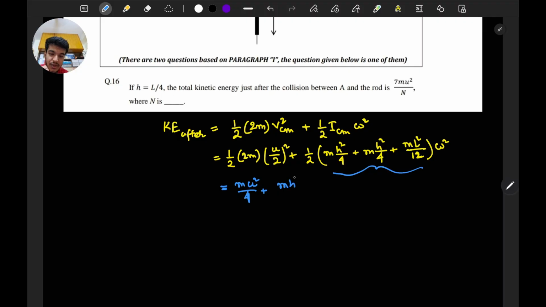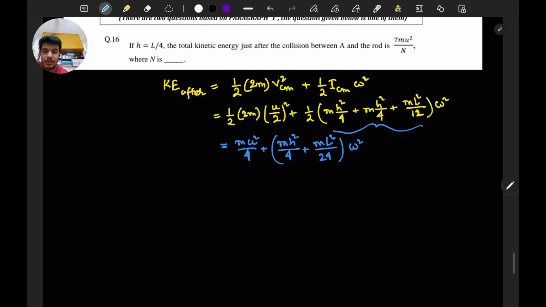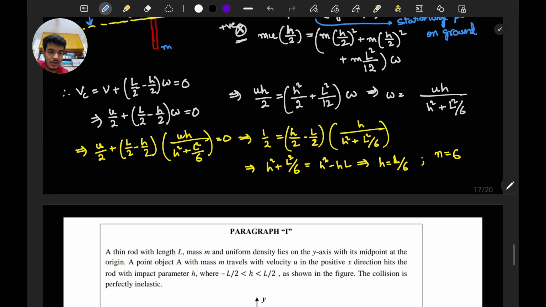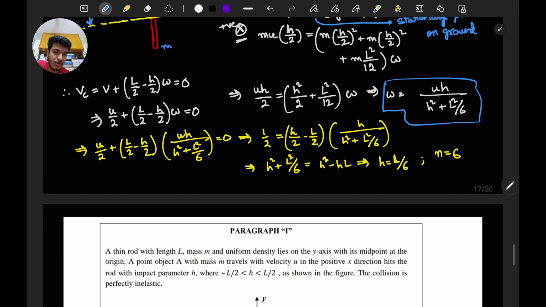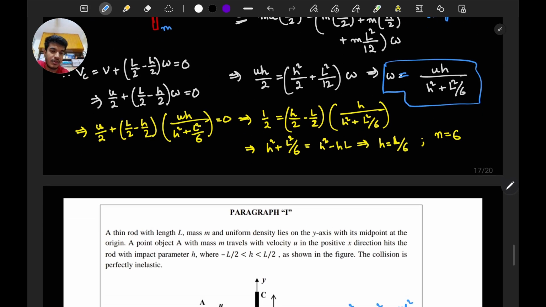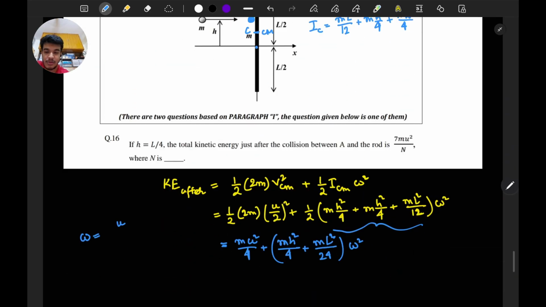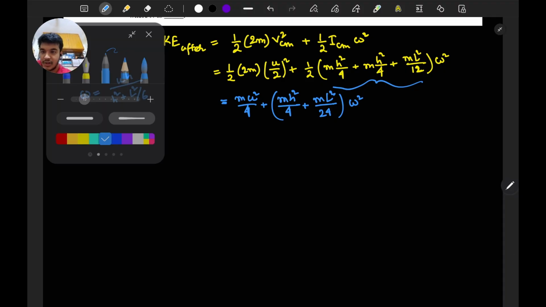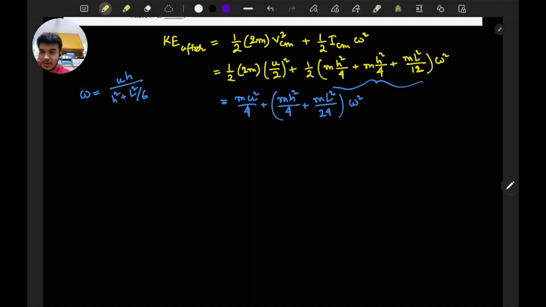So it is mh square by 4 plus ml square by 24 into omega square. Okay, let's now find omega. What is omega? Omega is, as we obtained here in the first part. So omega was already obtained by us in the first part. That is omega equal to mu by h square plus l square by 6.